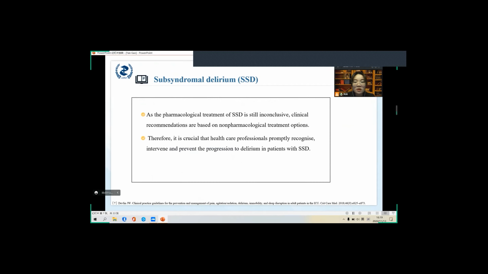As for pharmacological treatment of subsyndrome delirium, it is still inconclusive. Clinical recommendations are based on non-pharmacological treatment options. Therefore, it's crucial that healthcare professionals promote, recognize, intervene, and prevent the progression to delirium in patients with subsyndrome delirium.